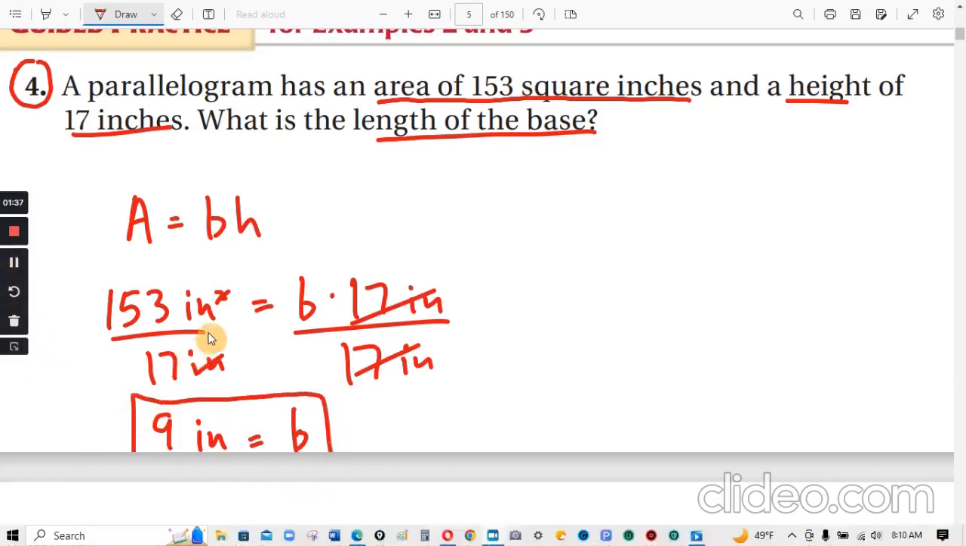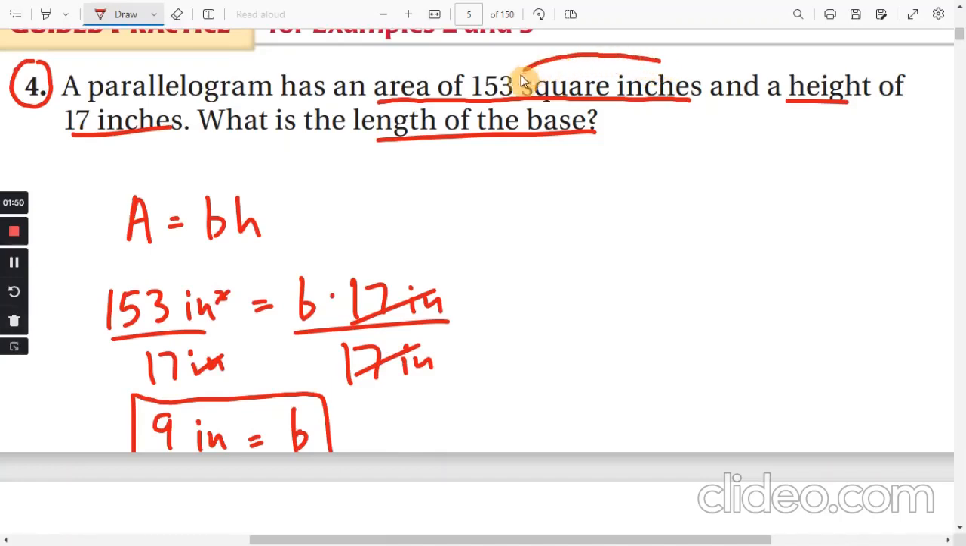You don't always have to write the units in your equation, okay? But it should match that you have the area in a certain type of units, and the side lengths are also in the same units. If not, you have to convert them.